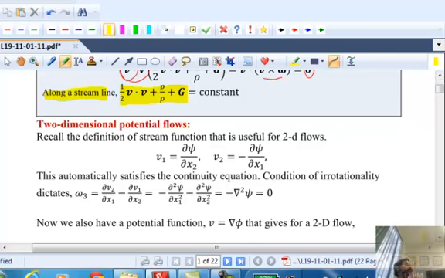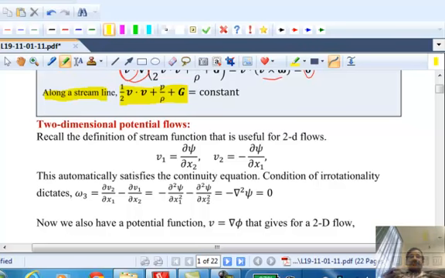Now I want to focus attention on two-dimensional potential flows. Basically, my goal is not to solve differential equations, because solving differential equations is the time-consuming and difficult part. If we have a PDE, we use separation of variables or similarity transformations to get it into an ODE, because I know how to solve ODEs.